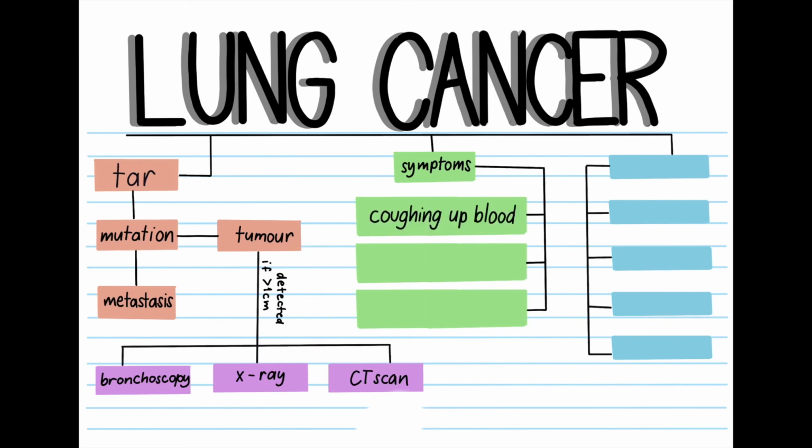Common symptoms include coughing out blood due to tissue damage, chest pain, and difficulty in breathing. Treatment includes surgery, radiotherapy with anti-cancer drugs, chemotherapy, and lung removal.